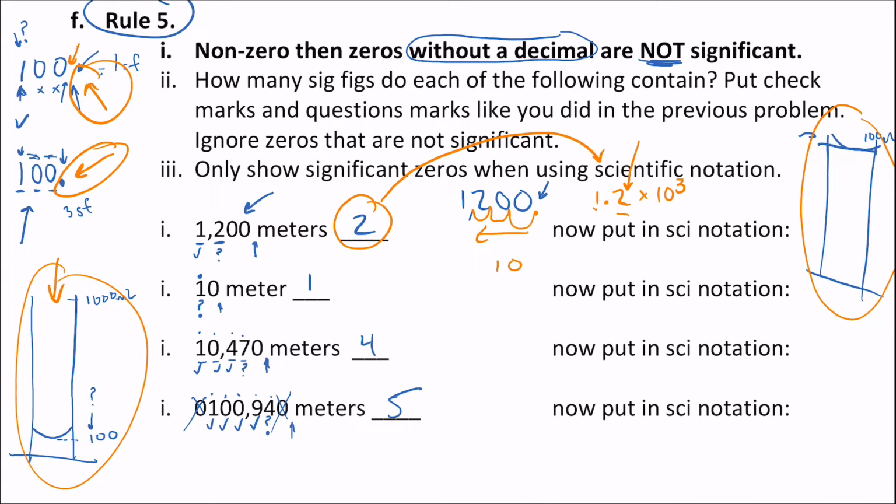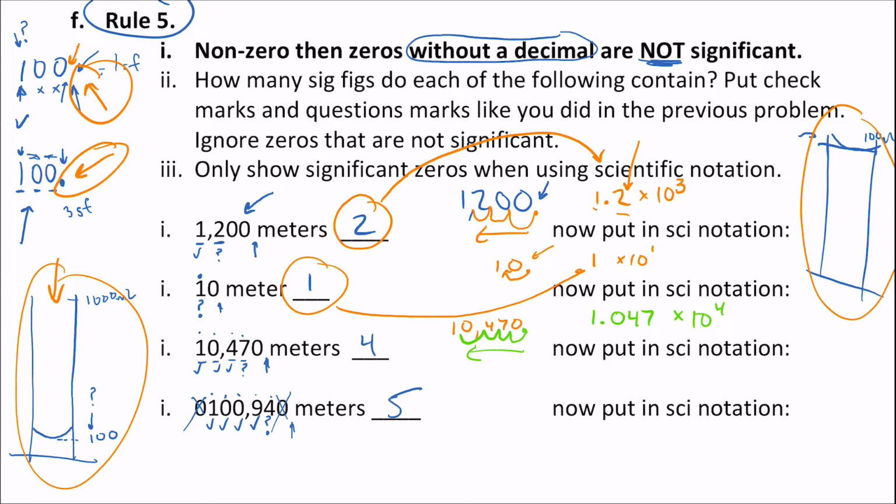Okay, for 10, our decimal point is here, so we're going to move it over once. It's going to the left, so it's going to be positive, and this is going to be 1 times 10 to the first. Again, you cannot show the 0 because it's not significant, right? 1, so there can only be 1 digit there. For 10,470, our decimal is that 1's place, right? 1, 2, 3, 4. So we moved it over to the left 4 times. So it's going to be 1.047 times 10 to the 4th. And it's positive again because we're going to the left.